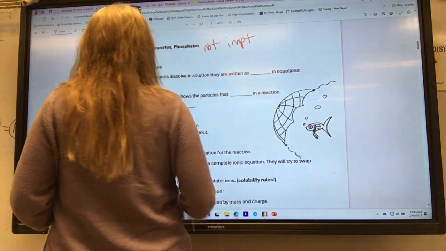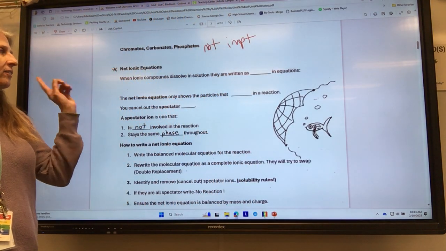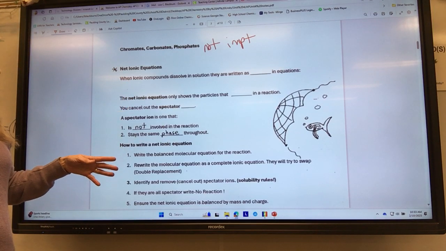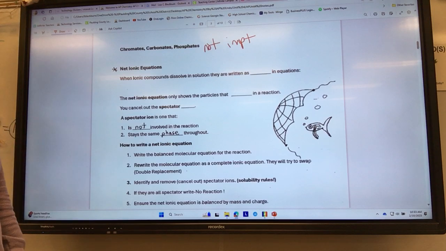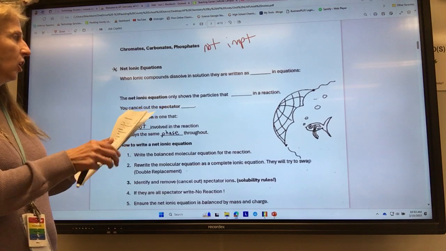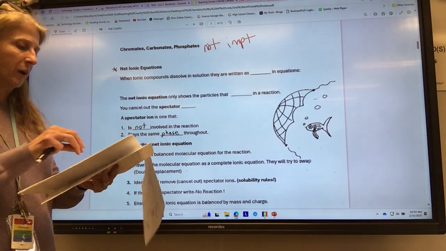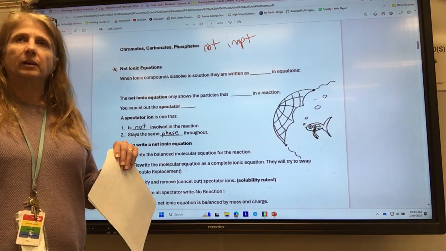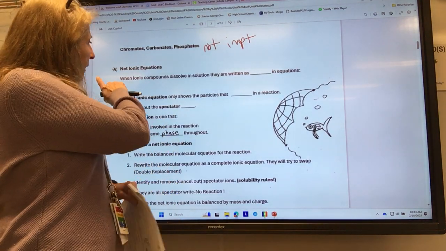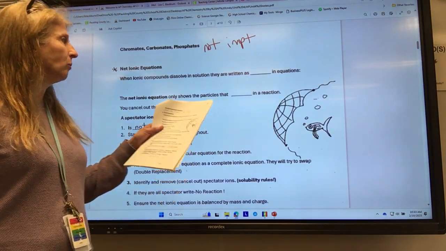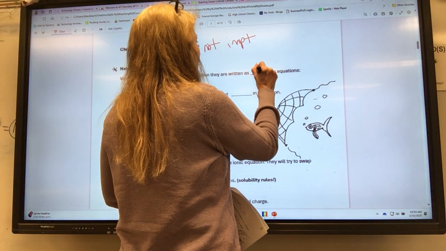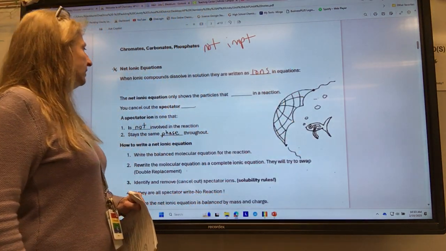Okay, so this is our new thing. I put stars on things that were new for this chapter that you didn't learn in honors. And the first one is net ionic equations. When compounds dissolve in a solution, you're used to writing them as complete molecules, ionic things, or covalent. But in AP and in college, we don't write them as compounds anymore. We go ahead and write them as ions in the equation.